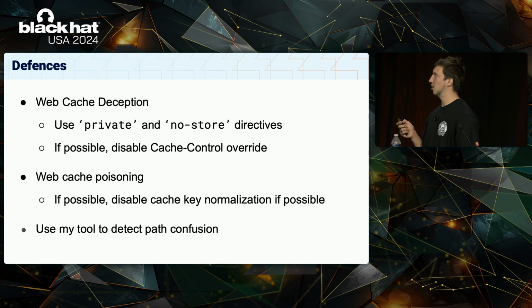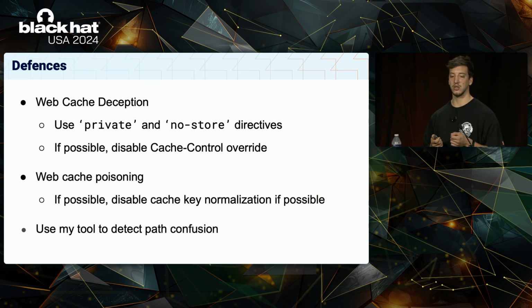Okay, so basically these are the defenses we can apply to protect against these attacks. The first one is to protect against web cache deception, always use the cache control header with the private and no store directives. However, as we just saw, this sometimes will not work, so try to see if it's possible to disable this feature that is overriding the cache control header, and if it's not possible, we'll consider changing the CDN.